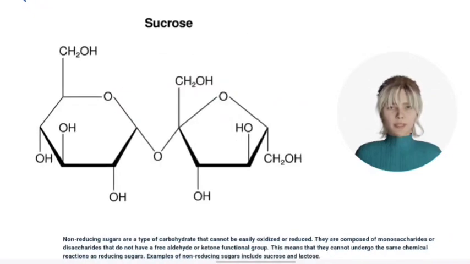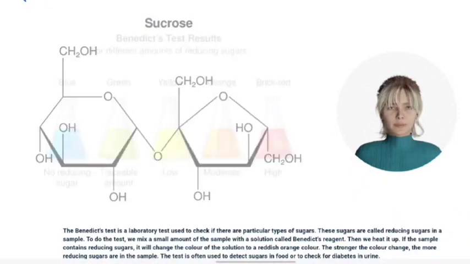Non-reducing sugars are a type of carbohydrate that cannot be easily oxidized or reduced. They are composed of monosaccharides or disaccharides that do not have a free aldehyde or ketone functional group. This means that they cannot undergo the same chemical reactions as reducing sugars. Examples of non-reducing sugars include sucrose and lactose.